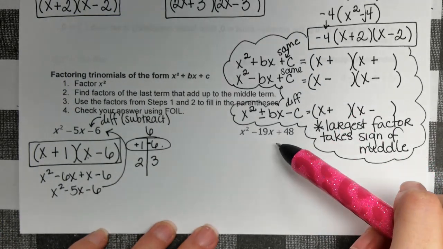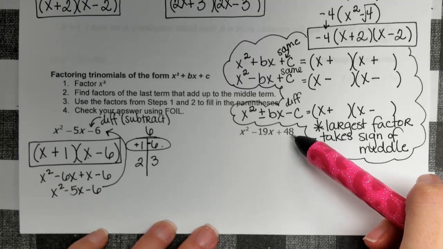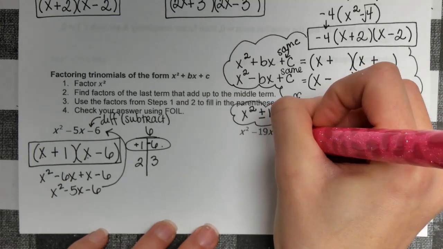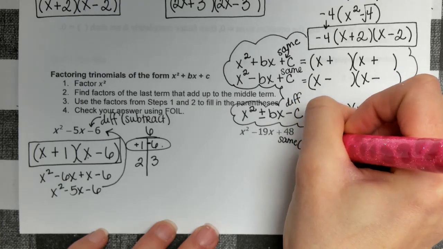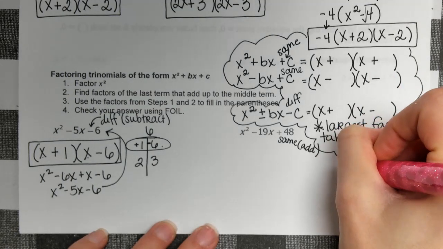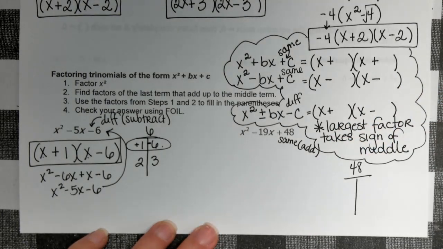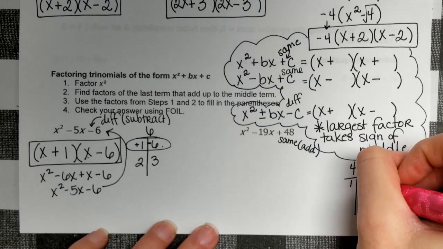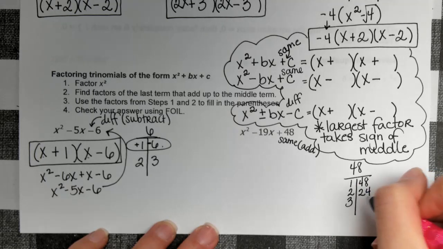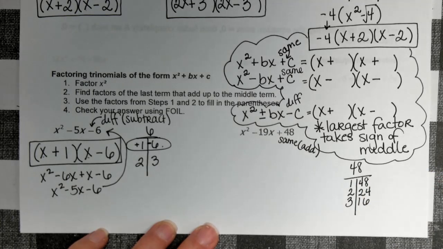So if I look at my next example, x squared minus 19x plus 48, my last sign is positive. So are they going to be the same or different? They're going to be the same. If they're the same, then I add my factors. Okay? So factors of 48 to give me 19. I've got 1 and 48. I've got 2 and 24. I have 3 and 16. I'm going to stop right there because 3 and 16 will give me 19.